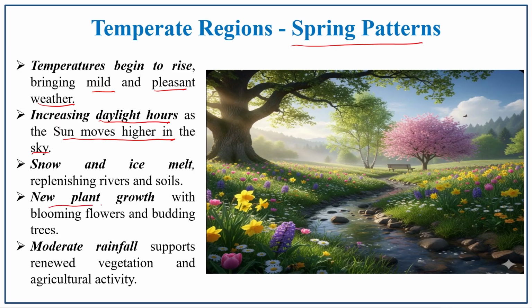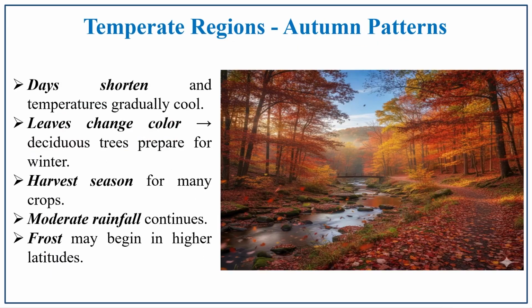Because of that, new plant growth appears in this particular season, flowers bloom, and budding trees germinate in the spring season. The moderate rainfall supports the renewed vegetation pattern and agricultural activity in temperate regions during spring.